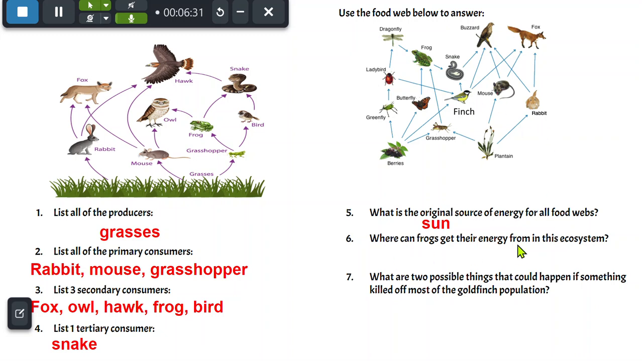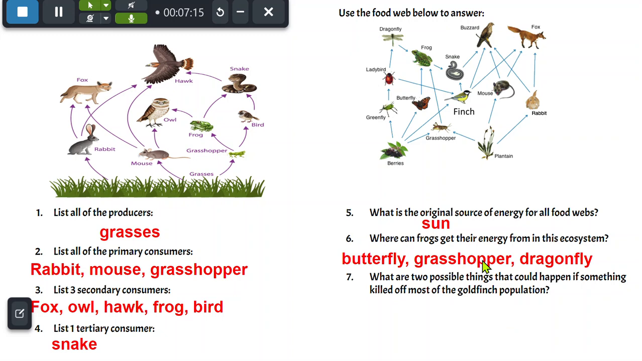Where can frogs get their energy from in this ecosystem? So I'm going to look for frogs. Here's my frog. Remember, the arrows always point in the direction the energy is flowing. So I have energy flowing from a butterfly into the frog. I have energy flowing from a grasshopper into the frog. And I have energy flowing from this dragonfly into the frog, right? So arrows that point into the frog show where the energy is coming from, that it's going to land in that frog. The frog eats a dragonfly, the frog eats a butterfly, the frog eats a grasshopper. Okay, butterfly, grasshopper, dragonfly.